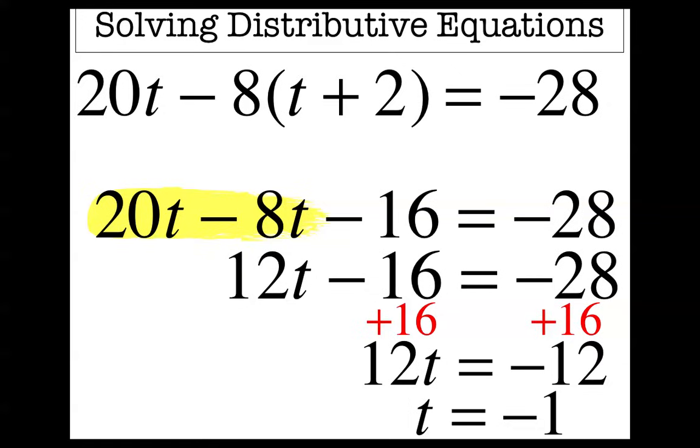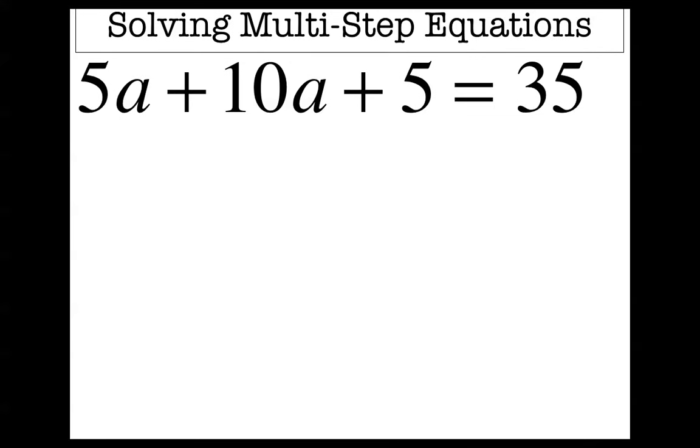And when I do negative 12 divided by 12, I should get negative 1 as my solution to this equation. All right, so sometimes we have to use parentheses and the distributive property. Sometimes we've got to smush together like terms. And sometimes there are no parentheses. You just have to look for like terms right off the bat.